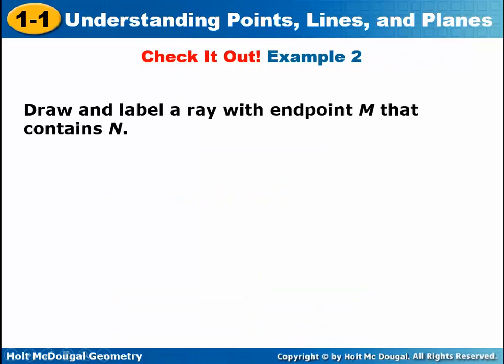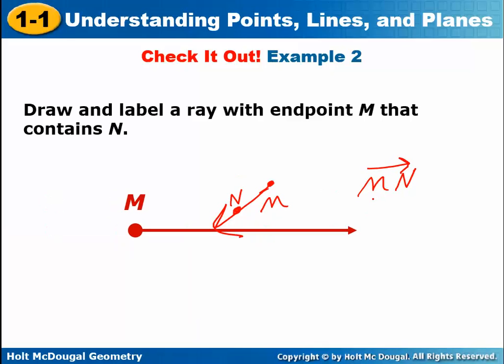Draw and label a ray with endpoint M that contains N. So we know we have to have one endpoint M. Now it doesn't matter which way you draw your ray. You can go any way you want. You could go this way, or this way, or this way. But you have to have another point on your ray, and that would be N. Now to label it, we always put the endpoint first, and then we put a little ray over top of it. So the book example has M as the endpoint. They're going straight to the right there, and then there's their other point N.